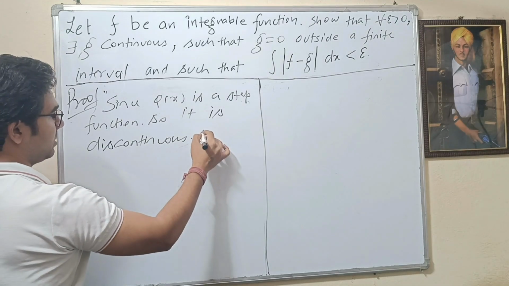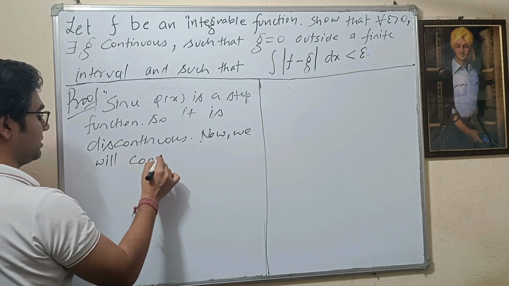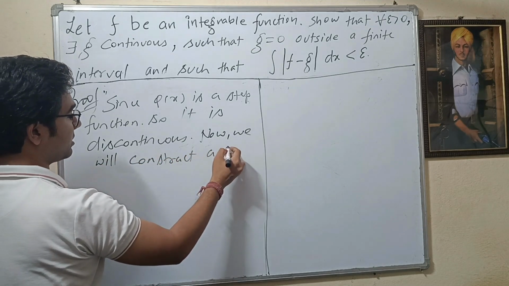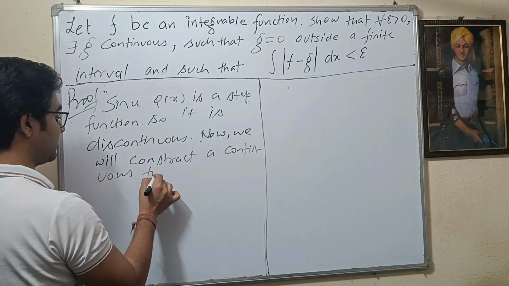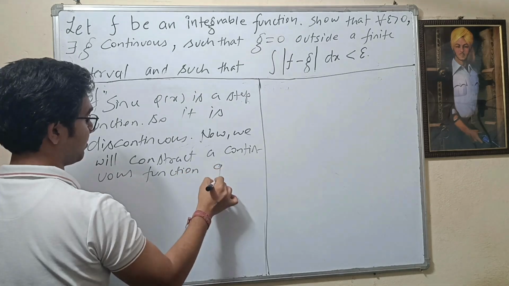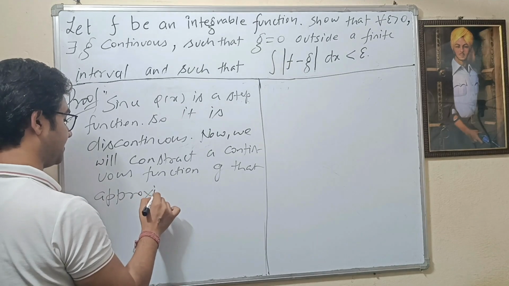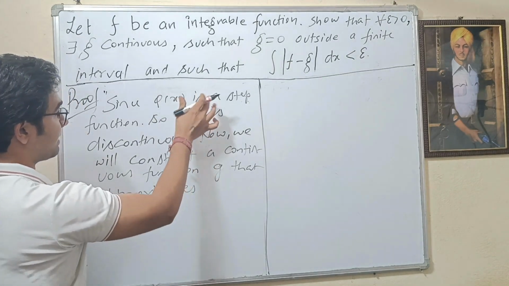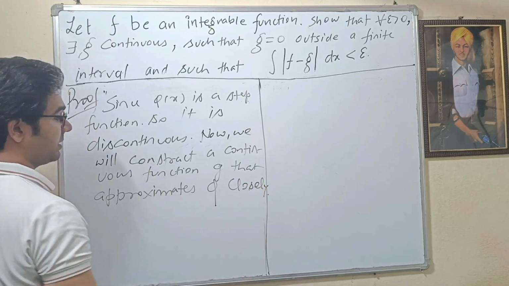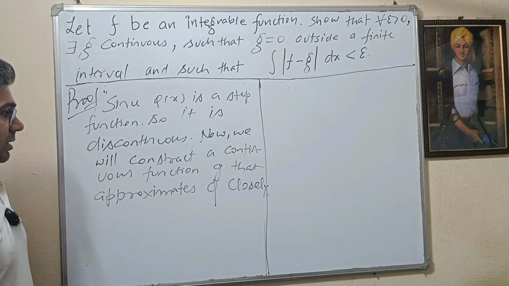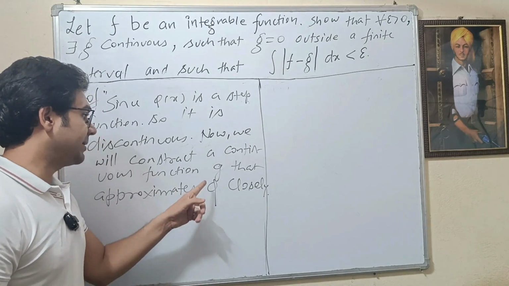So now we will construct a continuous function g that approximates this phi closely. Okay, so I'll tell you the strategy, how we're going to approximate this phi by this g.